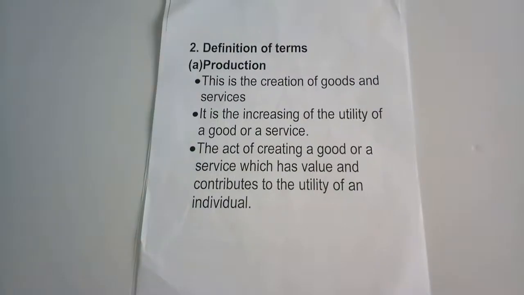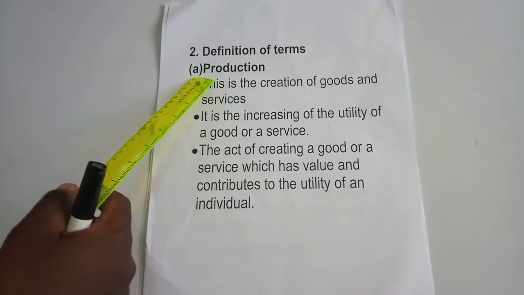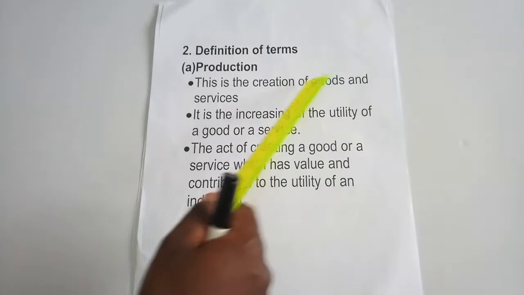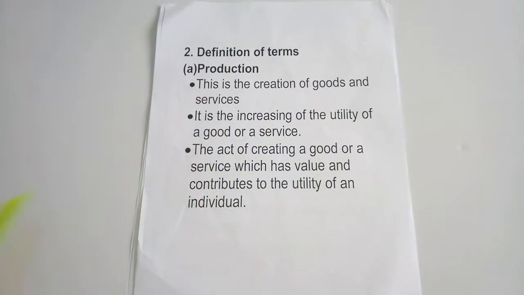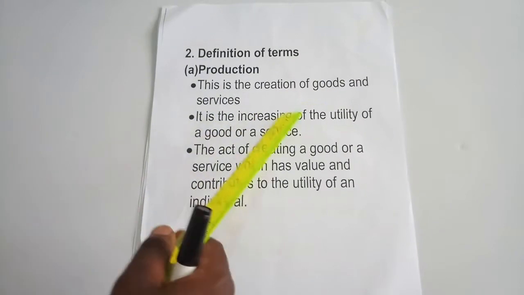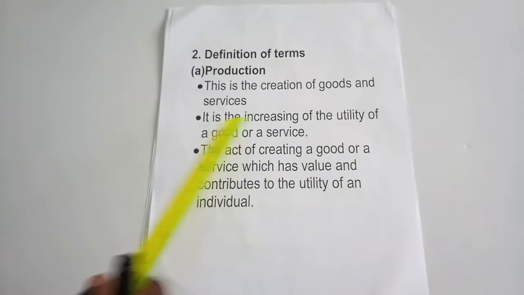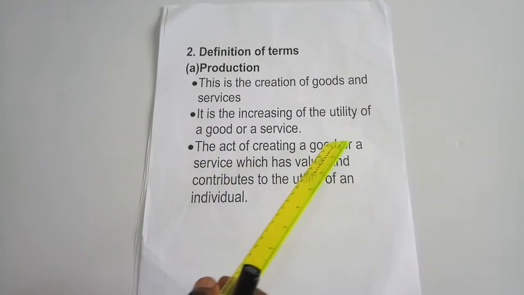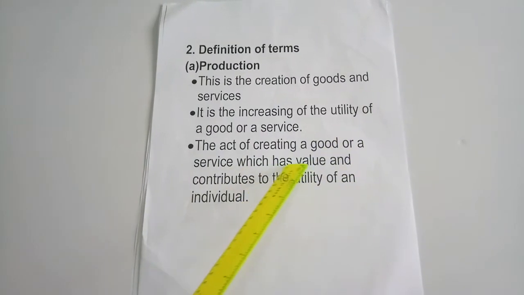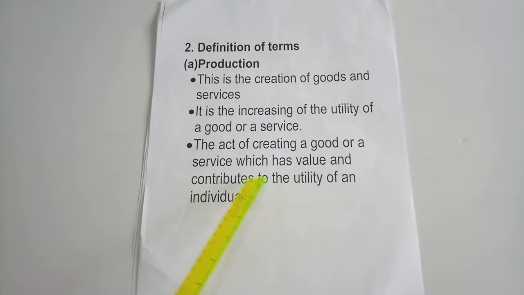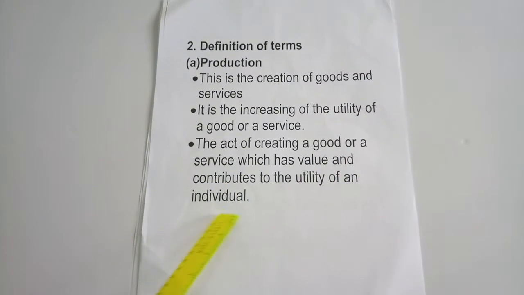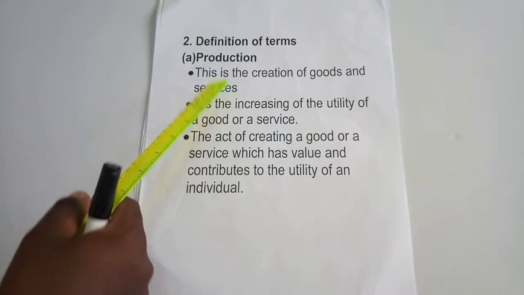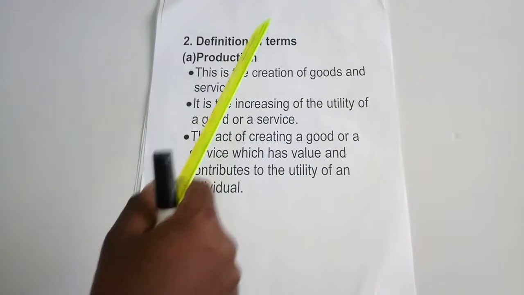So we have looked at the meaning of business studies. Now we look at the definition of the key terms. The first was production. Now, what's production? It is simply the creation of goods and services. You can also say it is the increasing of the utility of a good or a service, or the act of creating a good or a service which has value and contributes to the utility of an individual. Of course, the term utility will be defined later.